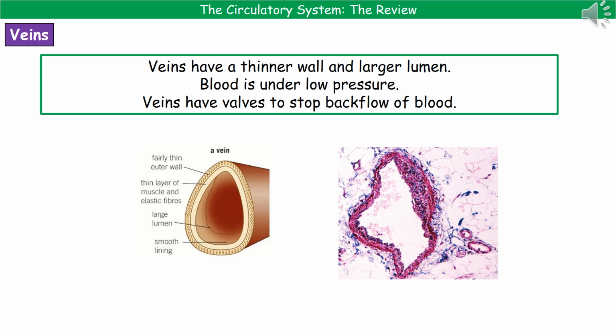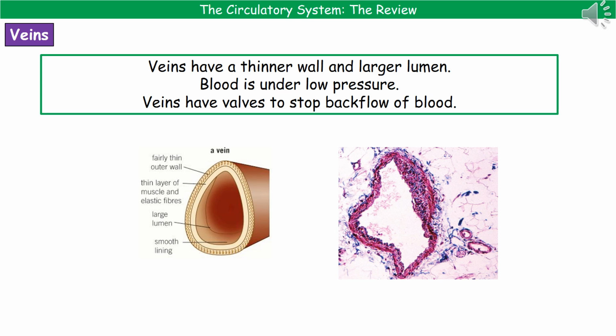Our second type of blood vessel are the veins. Now you can see in the pictures there that they look very different to the arteries. What we can see is that veins have this much thinner wall and this larger lumen, which is the space the blood actually travels through in the middle there. What we find, because the veins are bringing blood back to the heart, is that blood is under much lower pressure.